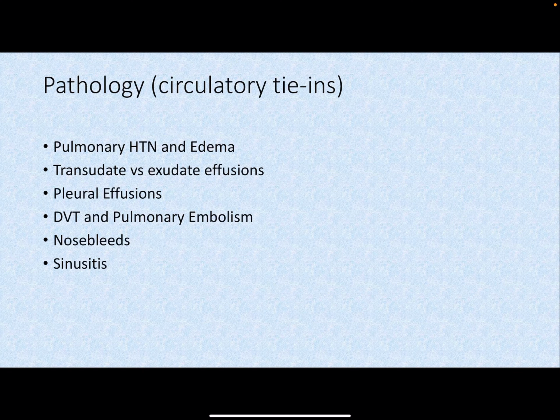Let's talk about some tie-ins between the respiratory and circulatory system. So we'll talk about hypertension and edema, specifically transudate and exudate effusions, how these effusions can then also extend to the pleura. In addition, we have lymphatic effusions in the pleura, and how deep vein thrombi can cause pulmonary embolisms. Then we'll talk a little bit about the nasal cavity, nosebleeds, and rhinosinusitis and things like that.